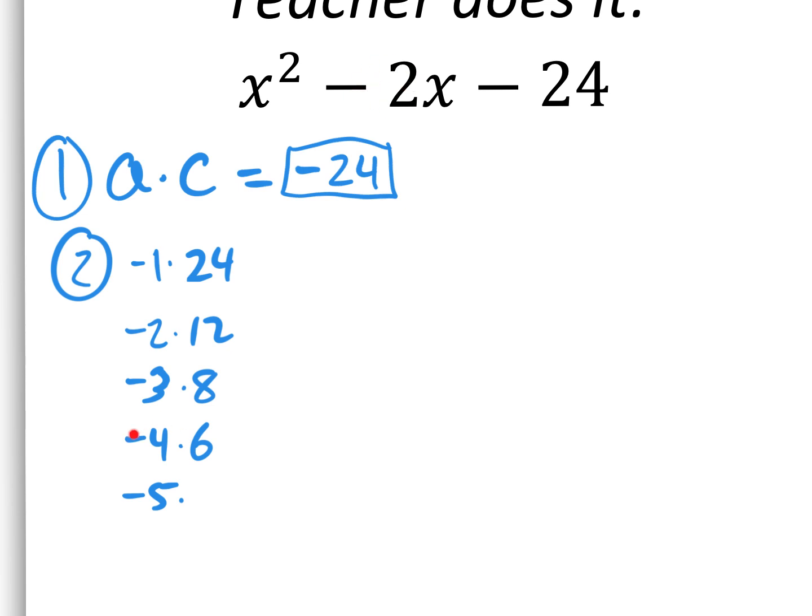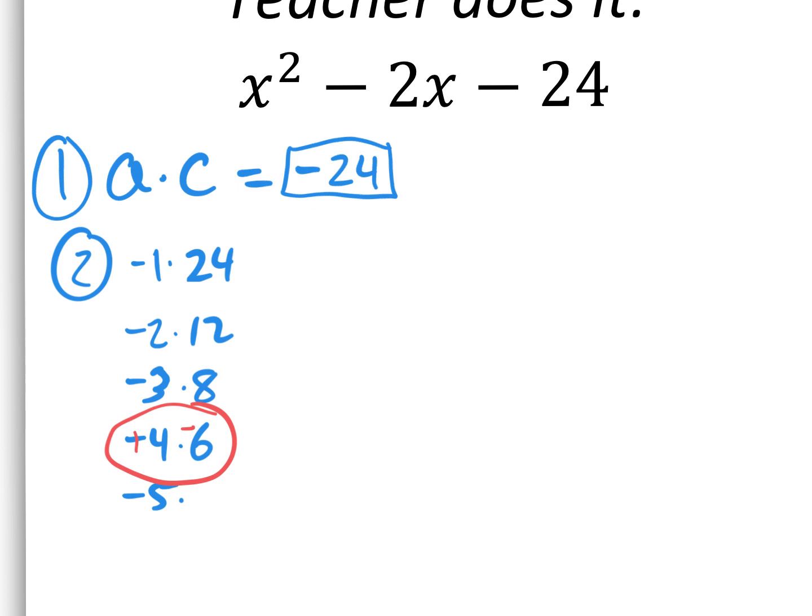No. How about negative 4 plus 6? That's 2. Is that a 2x? It's a 2x, but it's a negative 2x. So that means I have the right number, just the wrong sign, right? Which would imply that I have the right numbers, just the wrong signs. So all I'm going to do is change the minus 4 to a plus 4 and change that positive 6 to a negative 6, and that is the pair of numbers that I want. That is the pair of numbers that I'm looking for on step 2.